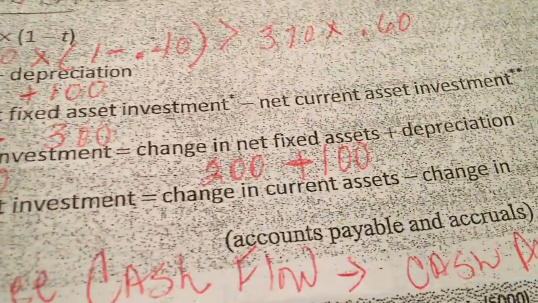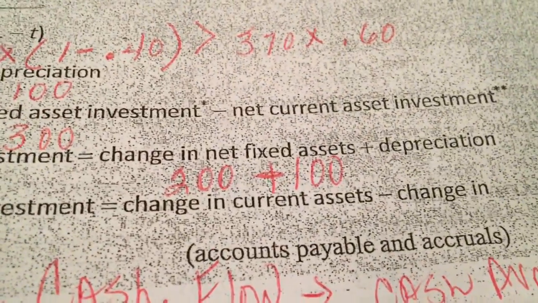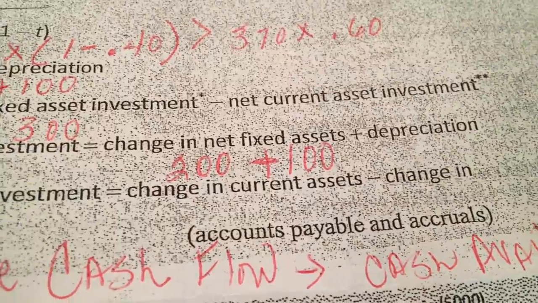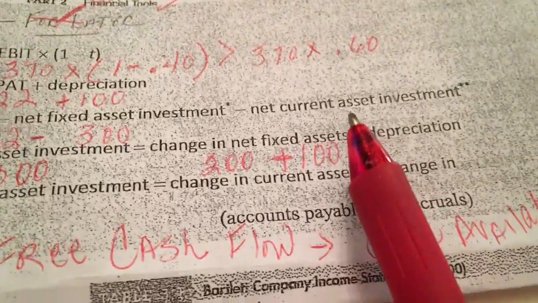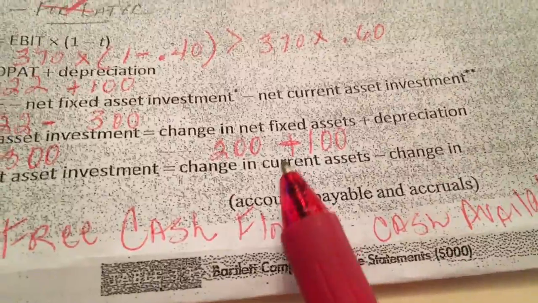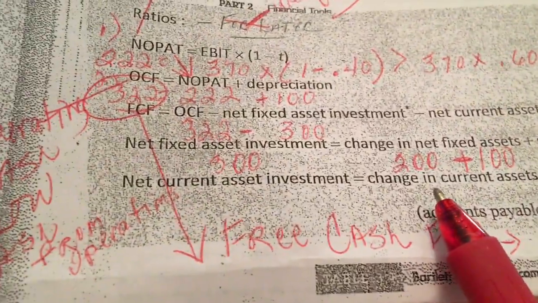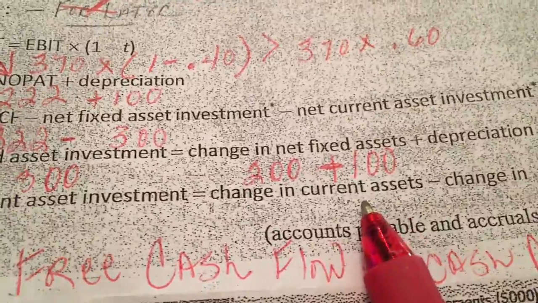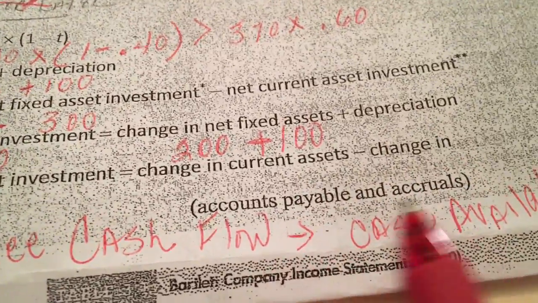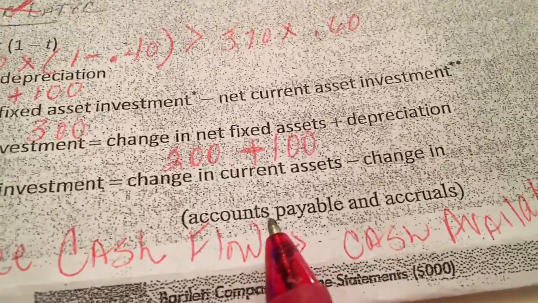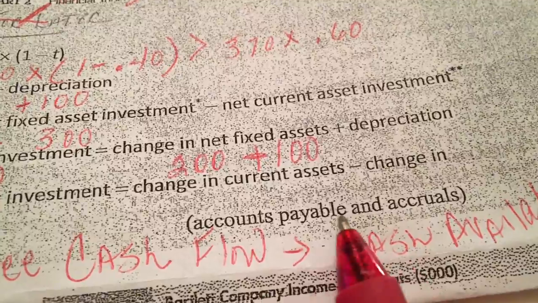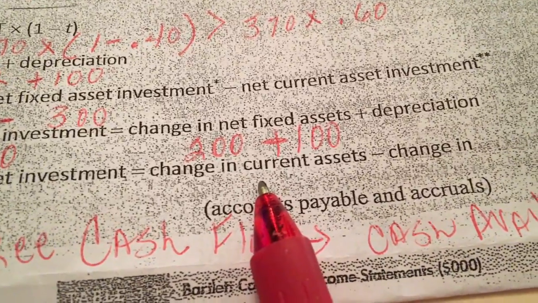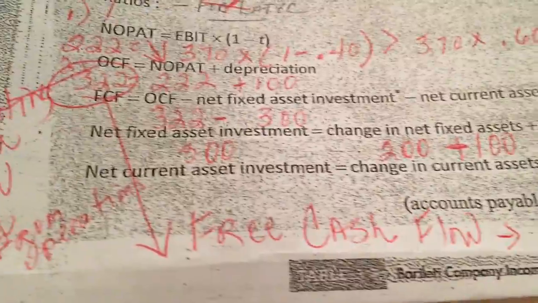Now we have one more number to subtract out, and that's our net current asset investment. What have we invested in assets for the current period? Now, it's very complicated here. Net current asset investment is going to be the change in your current assets minus some liabilities, which would be your accounts payable and your accruals. So we need to get the difference in these numbers, subtract it from these numbers, and that's going to give us what we're looking for.